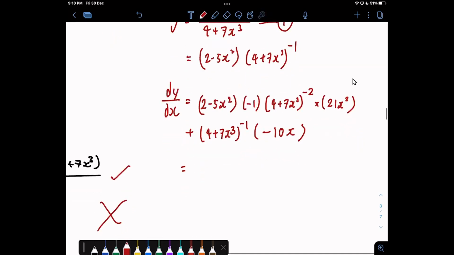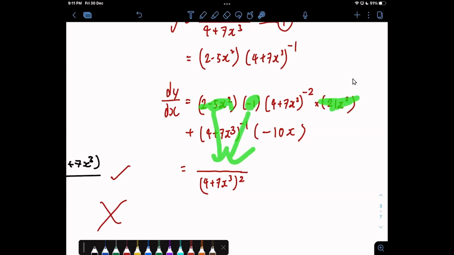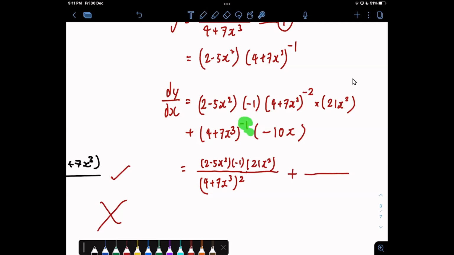Then we can clean up this guy. So here, power -2. Let's just rewrite it at the denominator. So this is 4 plus 7x cubed, bracket, power +2 at the denominator. These guys are all on the numerator, so I'll just bring it over: 21x squared, plus a second fraction. This guy is power -1, you can bring it down. So it becomes 4 plus 7x cubed to the power of +1. You don't need to write the 1. Then -10x is on the numerator.